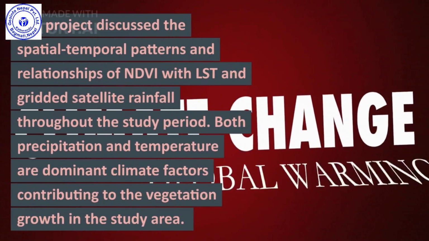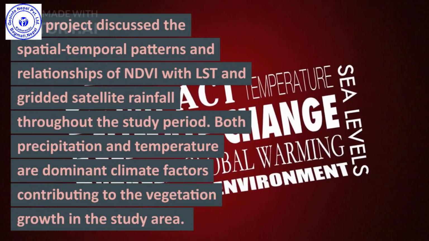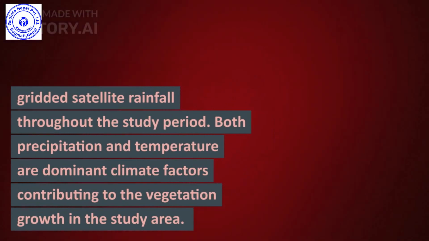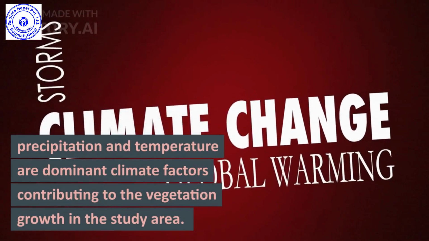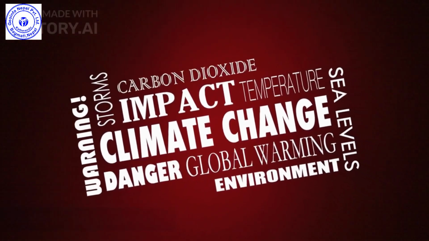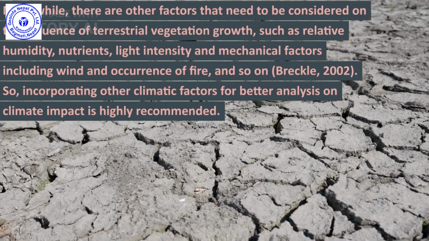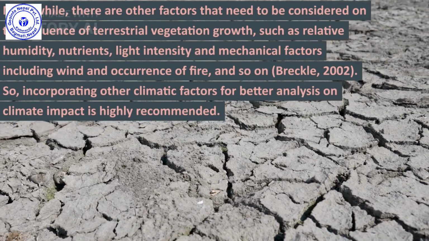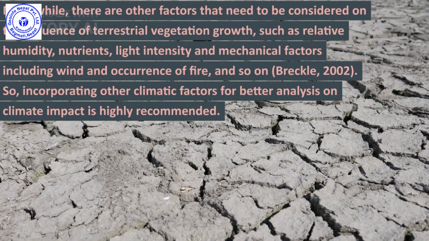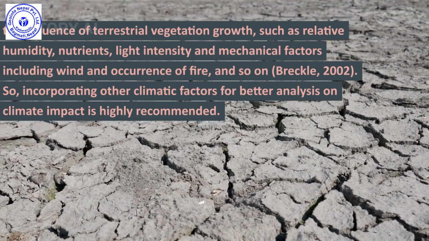The project discussed the spatial-temporal patterns and relationships of NDVI with LST and gridded satellite rainfall throughout the study period. Both precipitation and temperature are dominant climate factors contributing to vegetation growth in the study area. Meanwhile, there are other factors that need to be considered on the influence of terrestrial vegetation growth, such as relative humidity, nutrients, light intensity and mechanical factors including wind and occurrence of fire, and so on.